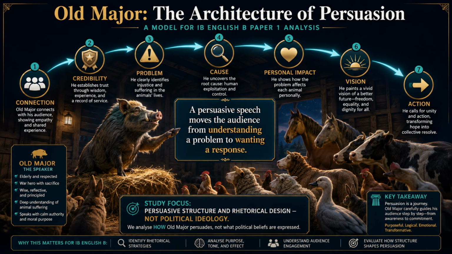Throughout the lesson, we will refer to Old Major's speech from George Orwell's Animal Farm as a model. What matters here is not its political message, but the architecture of its persuasion. The speaker establishes a relationship with his listeners, builds credibility, identifies a problem, explains its cause, makes the issue personal, offers a vision of change, and finally calls the audience to act. That movement from understanding a problem to responding to it is exactly what a strong persuasive speech needs.